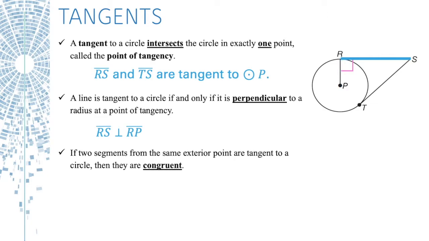If two segments from the same exterior point are tangent to a circle, then they are congruent. So RS and TS are both coming from point S and are tangent to the circle P, then those are congruent.